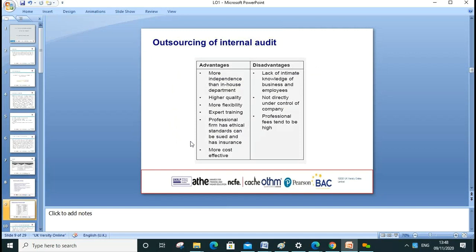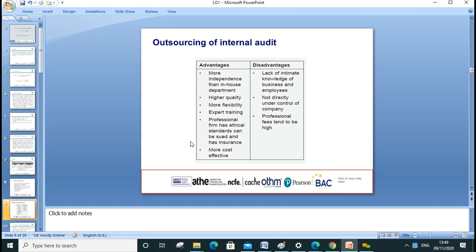Then the advantages and disadvantages of internal audit. The advantage is more independence than an in-house department. You have a separate audit department within a company, or maybe you can hire people from outside. They come and look around your processes. In a school or hospital, if they don't do audit, maybe expired medicine is used and given to the patient. That's why internal audit is very important to look at problems in our organization.